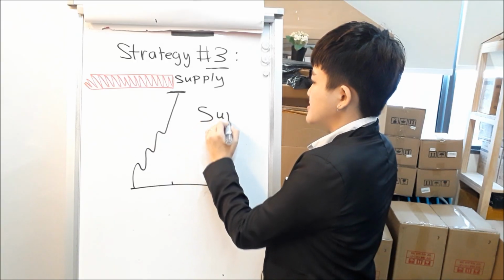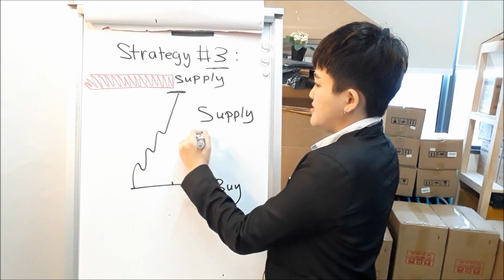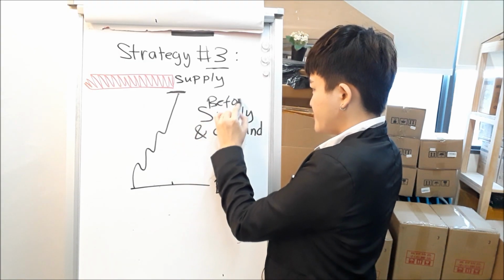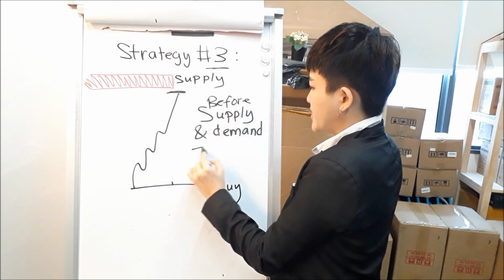So the third strategy is you can set your TP target before the supply and demand zone.